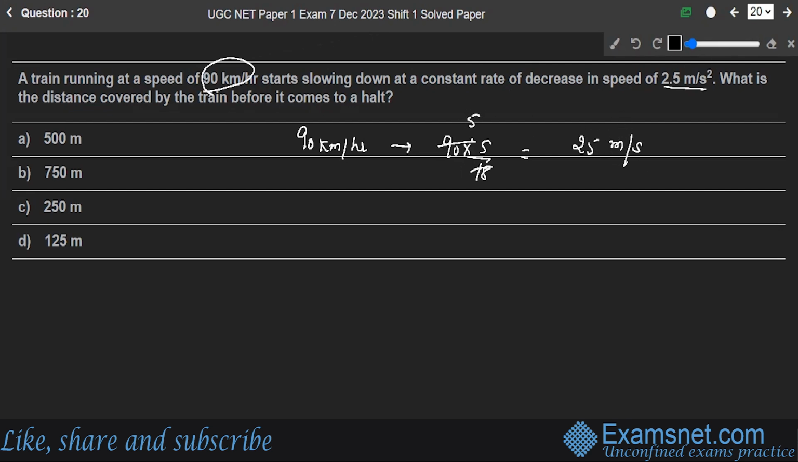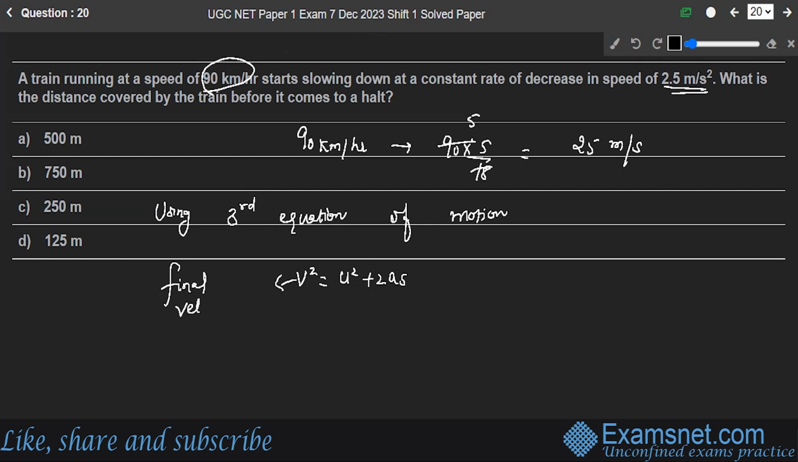Now, the train slows down with a decrease in speed of 2.5 meters per second square. So now we can use the third equation of motion to calculate the distance covered by the train before it comes to a halt. And that is this: V square is equal to U square plus 2AS. V is your final speed or velocity, U is initial velocity, A is acceleration.